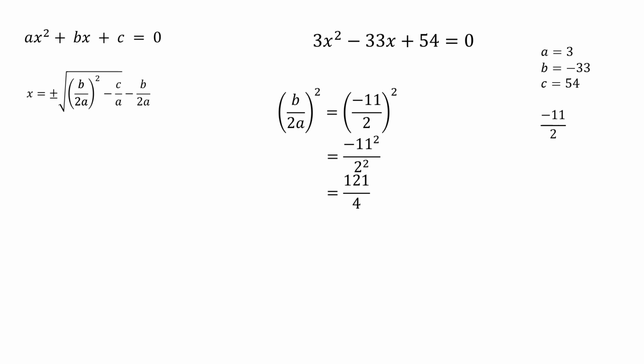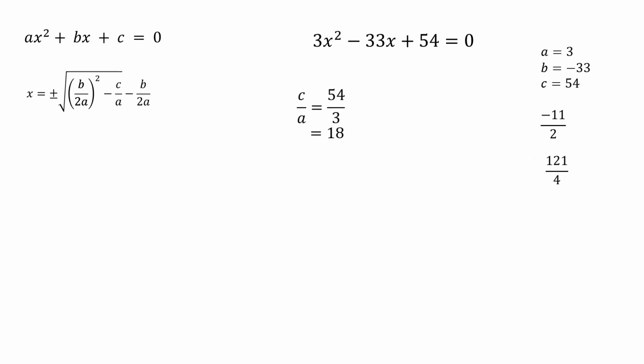So b over 2a is just -11 over 2, and we square it. So we should distribute the 2 onto the top part and the divider, and we'll get -11 squared divided by 2 squared, which is going to be 121 divided by 4. And now we get to the c over a part. And c over a is pretty simple. It's just 54 over 3, which is going to become 18.